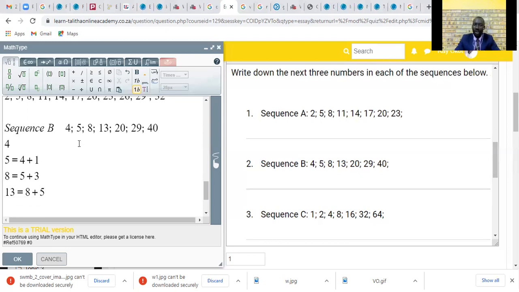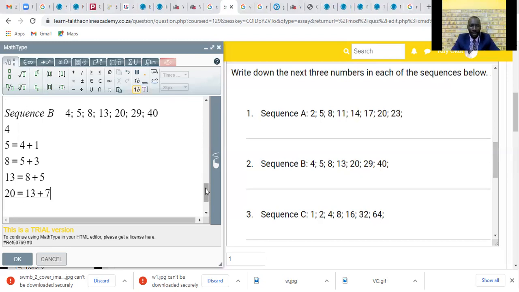Then again, one more time, let's look at 20. Now, we would like to think that from 13 to 20, something was added. Something was added onto 13. And what is that? That is a 7. Well, where are we going with this? All right, let's look at it critically. Now, critically, the first number is 4, the next number is 5, then followed by 8, then 13, then 20, then 29, then 40.